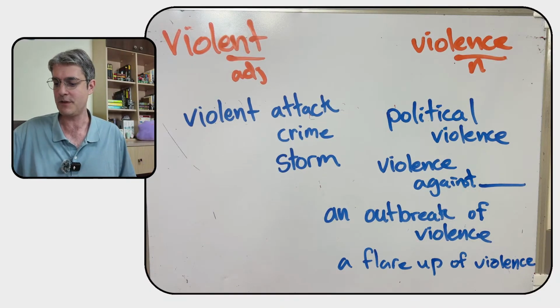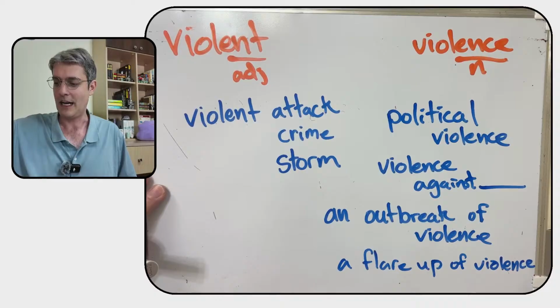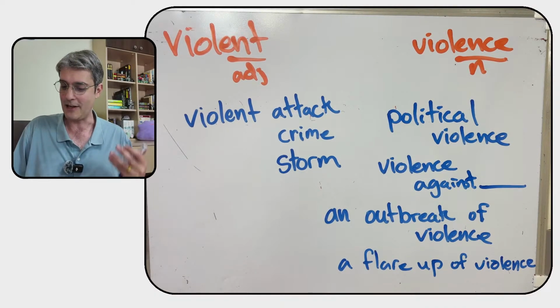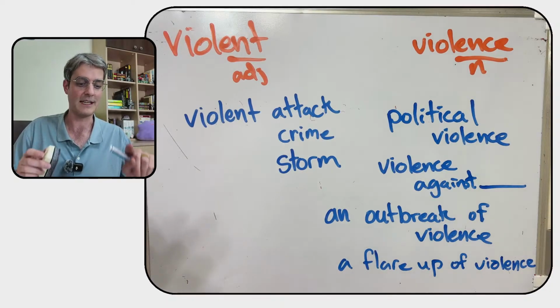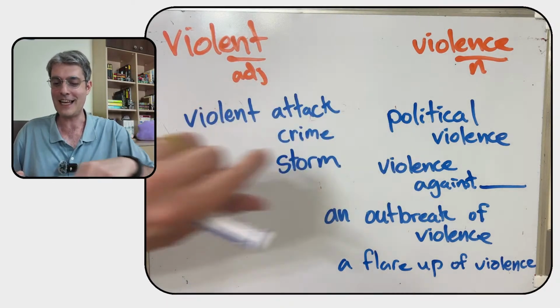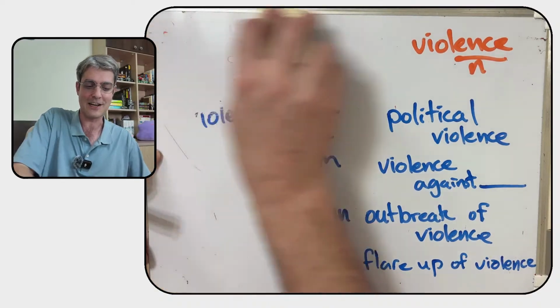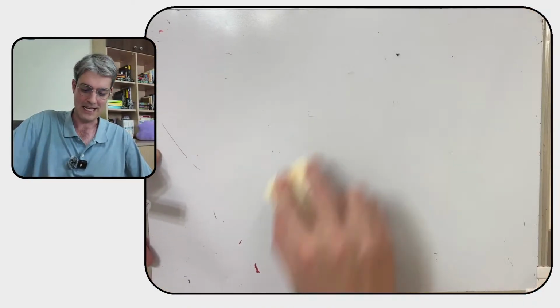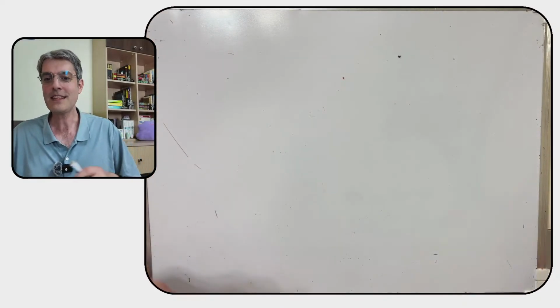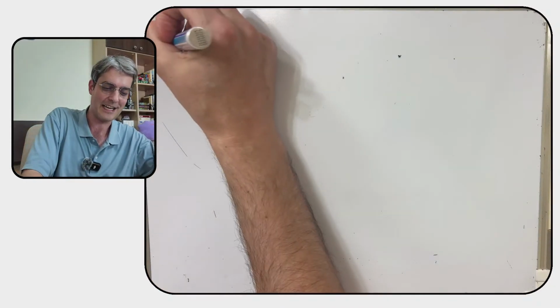So if you can imagine, if a country is unstable, there might be flare-ups of violence or outbreaks of violence. And political violence would be, maybe, leaders getting assassinated or killed because different groups are fighting for who can control the country. So that is our adjective violent and our noun violence, our two word pairs ending in ent and ence. And the next one we got is absent.